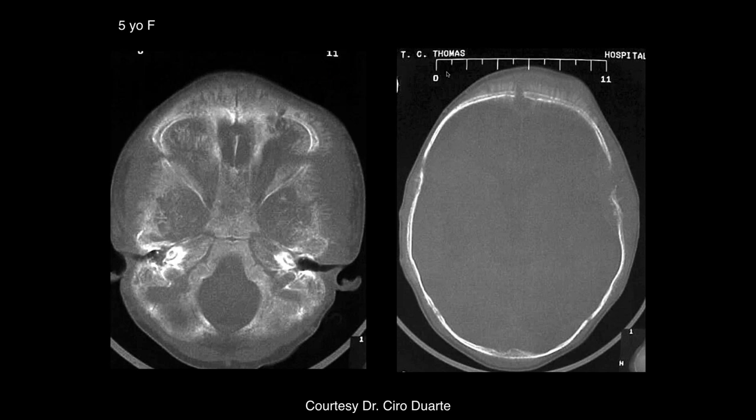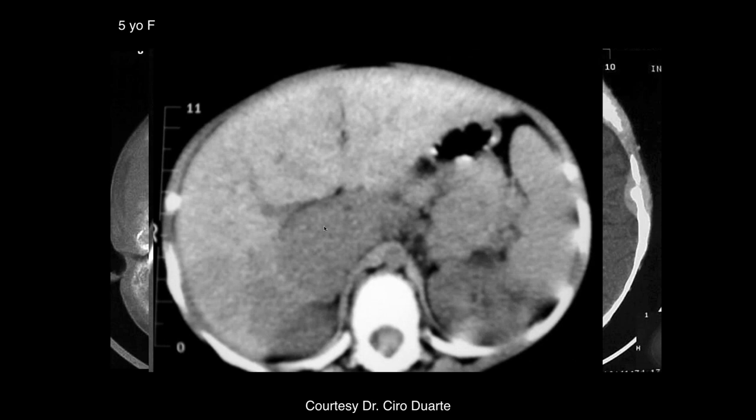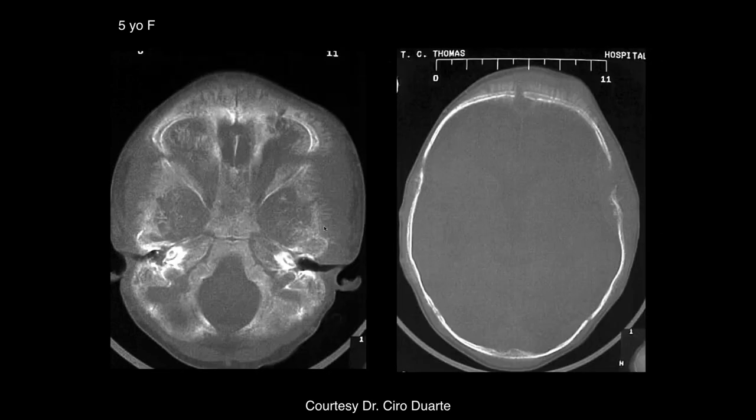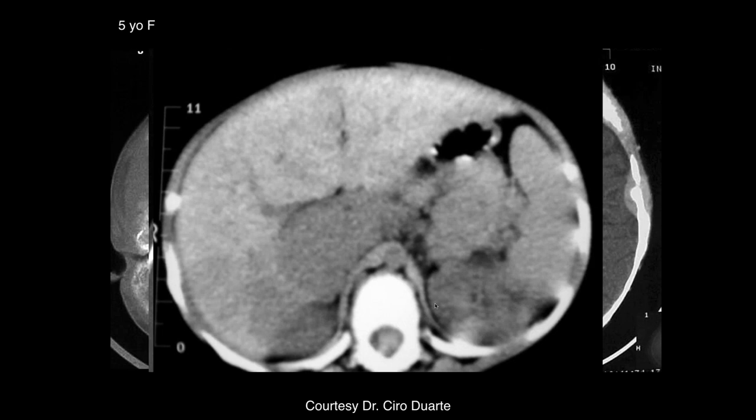Thomas, are you with us? Oh, sorry. So yeah, we have a hair-on-end periosteal reaction, especially at the frontal cortex and throughout the skull base. I think that can be seen with thalassemia. Thalassemia should be pretty uniform, and this is a focal soft tissue mass.